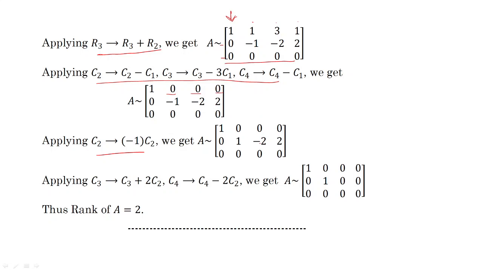Now we have to make these elements 0. It's very easy because we have this row 0 1 0. Now with the help of this row you can make these elements 0. So for this one, you can apply C3 plus 2 C1, and for this one you can apply C4 minus 2 C1. So apply these two column transformations, you will get an equivalent matrix like this.